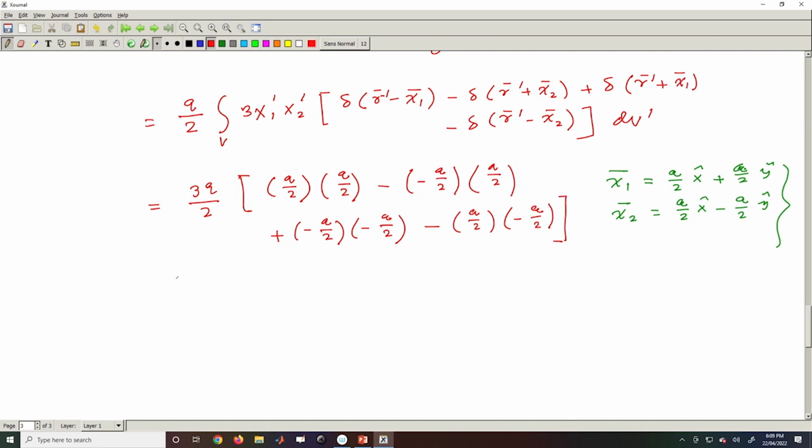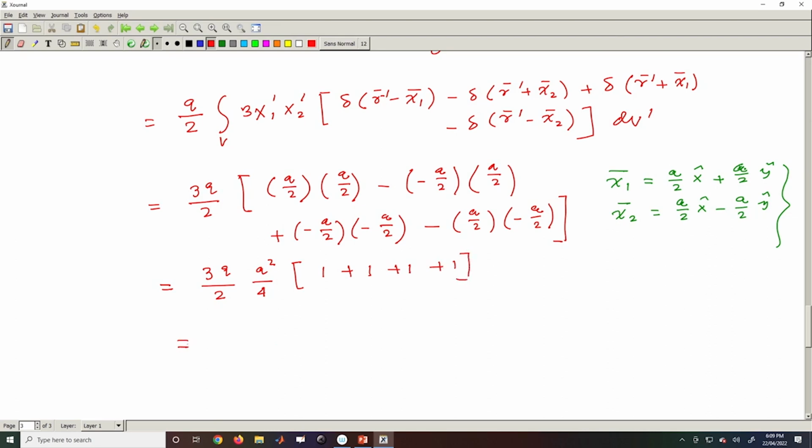Okay, so let us see. In all the cases it is a by 2, so I can simply take 3q divided by 2 and this a square divided by 4 outside. Then what I am getting is 1 plus 1, then plus 1 plus 1.